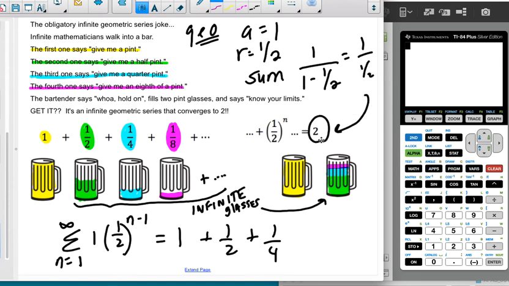And you can kind of see the visual of how it works. All of these other mugs, the green and the blue and the purple and every mug after, are slowly but surely going to fill the second mug. So the first mug is already full. That's the yellow one. Anyway, that is our infinite series joke and the end of 10-2.